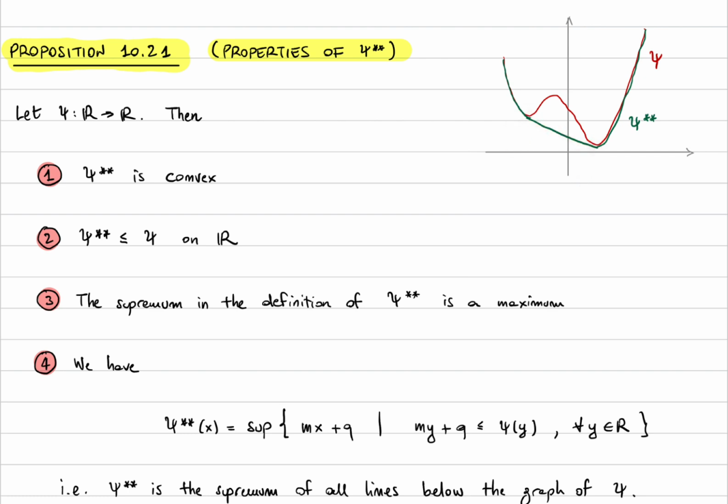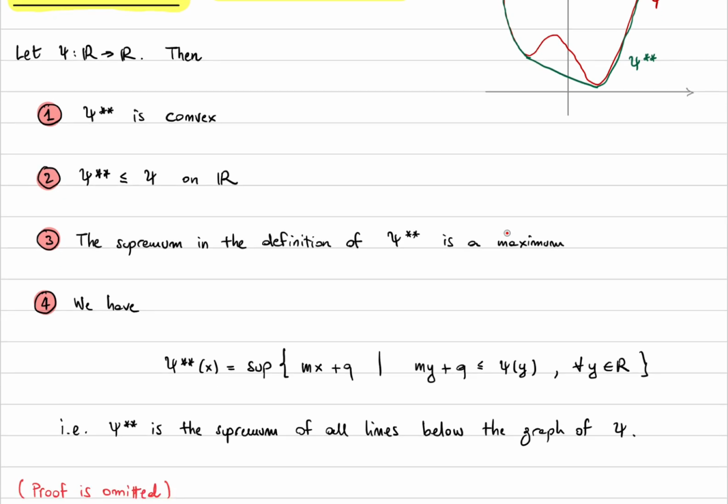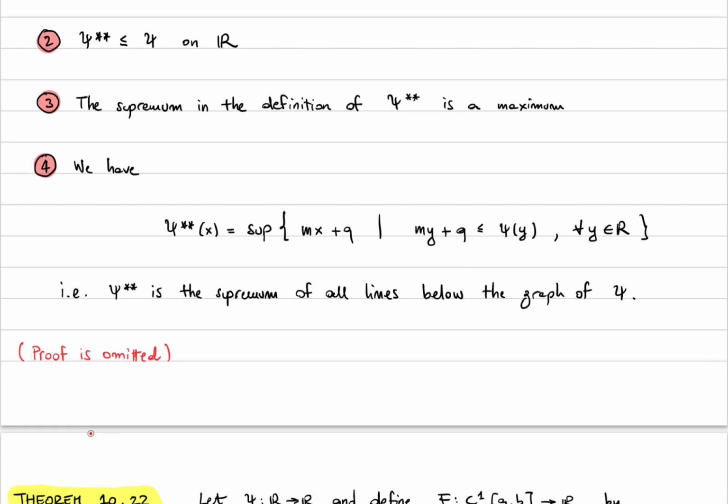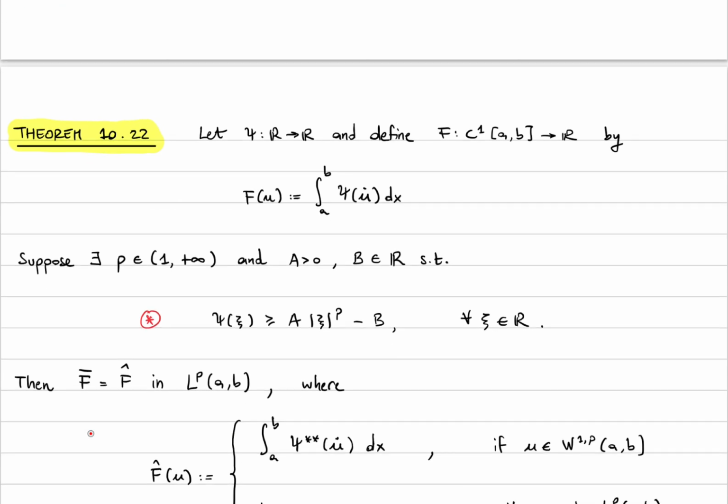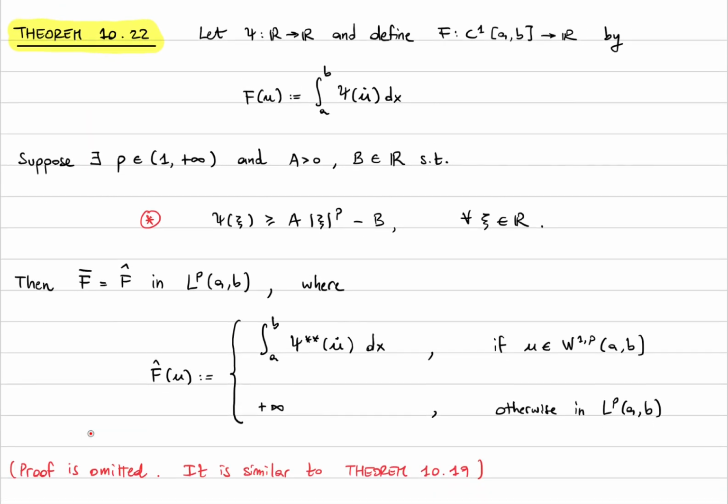Okay. So we don't prove this proposition. The proof is omitted, but you can find it in basically any book of convex analysis, like the ones I recommended in the bibliography. However, the proof is not included in the program of the course, of course. And with this relaxation, we can generalize theorem 10.19.